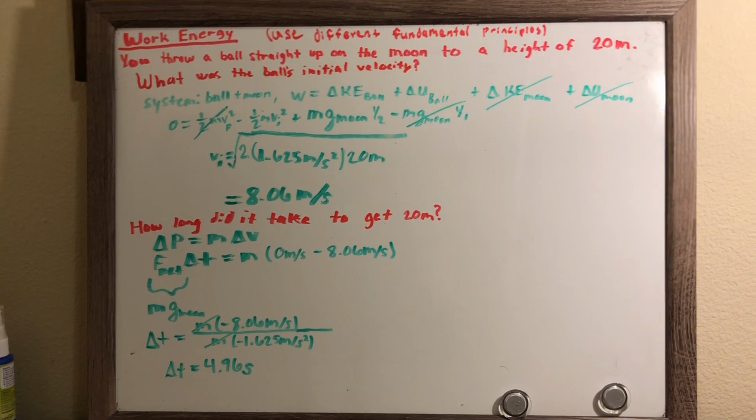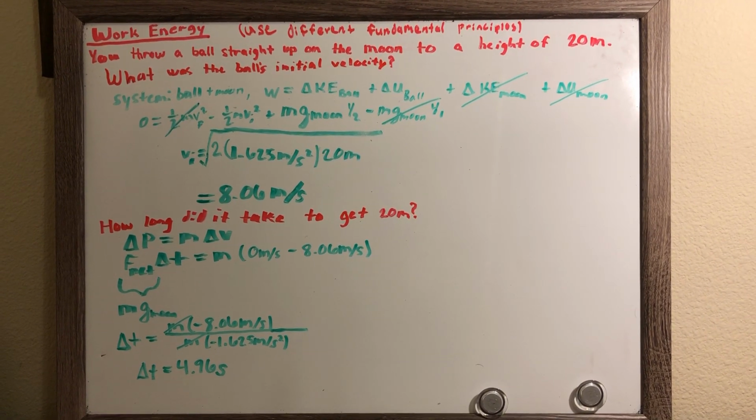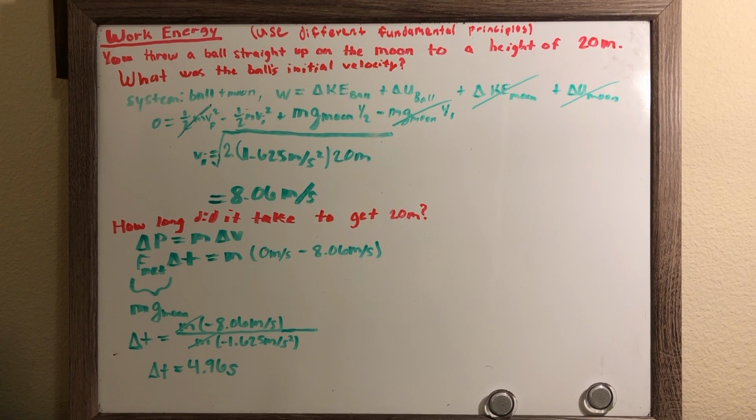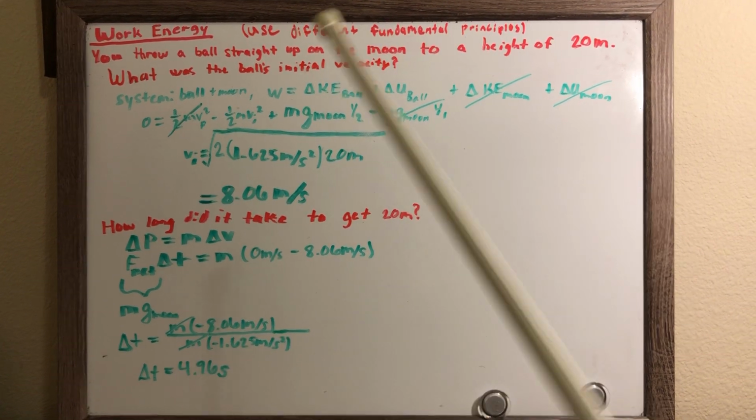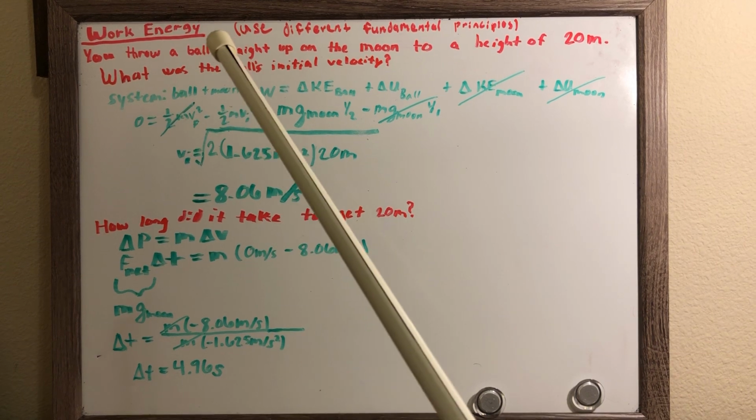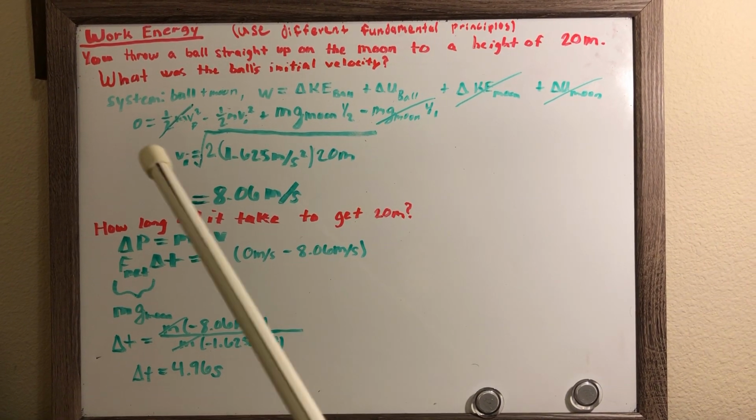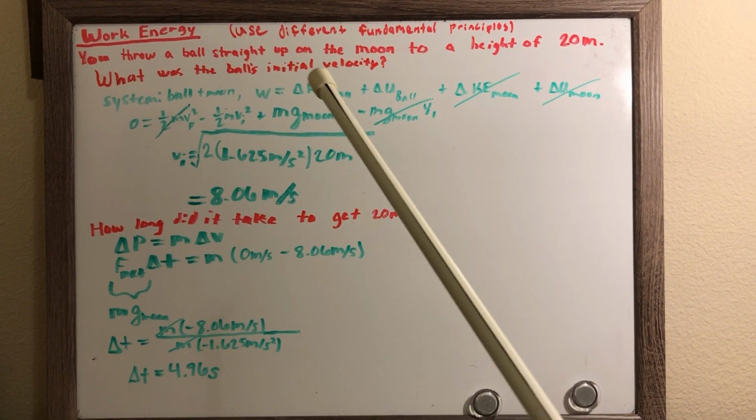Hello, this is my work energy reassessment, and I want to solve this problem using different fundamental principles. So you throw a ball straight up on the moon to a height of 20 meters. What was the ball's initial velocity?